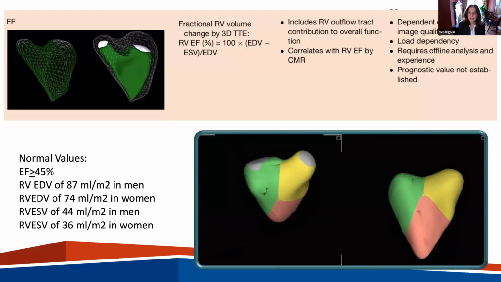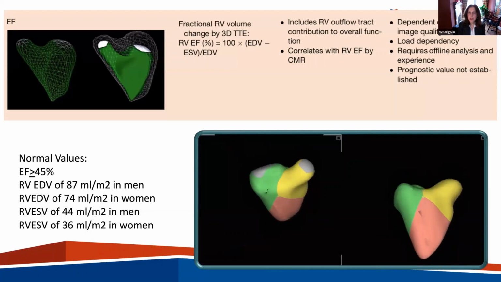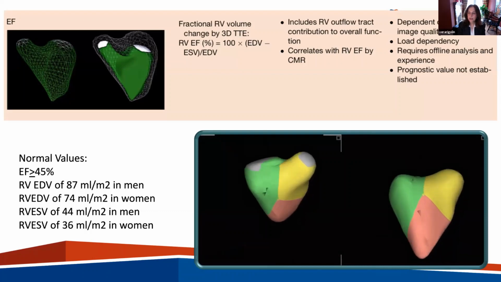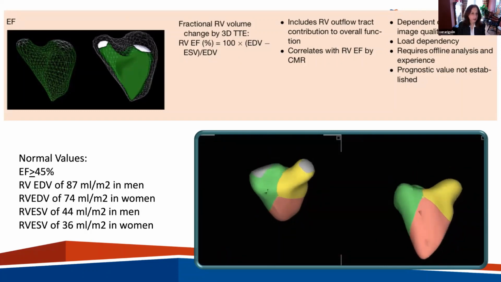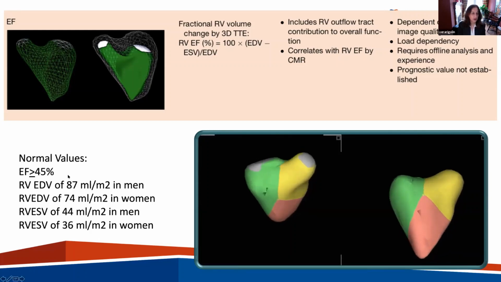But it is dependent on high image quality. It is load dependent, just like ejection fraction on the left ventricle. It requires offline analysis and experience, and the prognostic value has not been fully established. Numbers for you to remember are shown here. So a normal ejection fraction is greater than or equal to 45%.